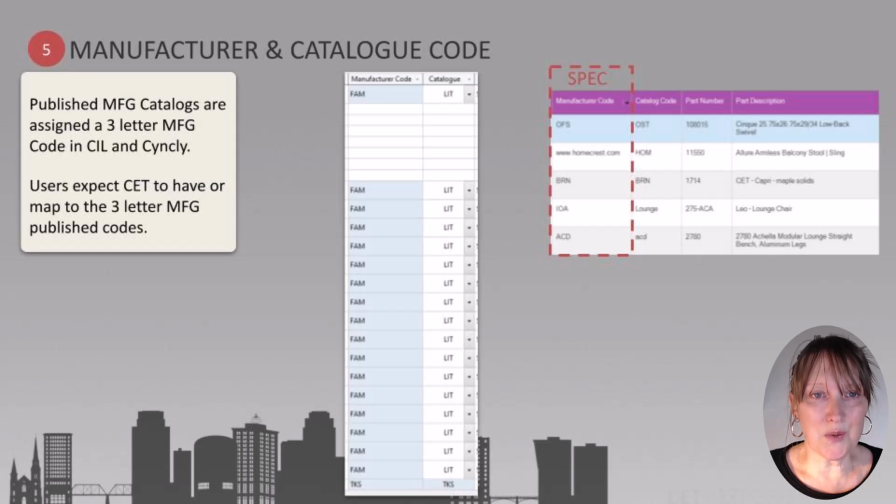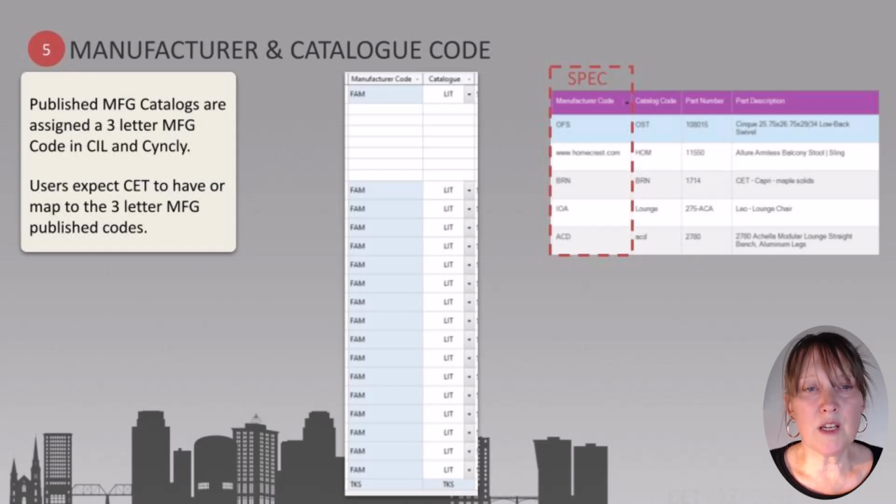Manufacturer and catalog codes. What are manufacturer and catalog codes? Manufacturer codes are a 3-letter code. This manufacturer code has been around for many decades. This is the published manufacturer codes that are assigned and are used in not only CET extensions, but Commercial Interiors Library and also within Syncly. You must be using the same manufacturer codes across all platforms. The users expect CET to have or to map to the 3-letter manufacturer codes published.